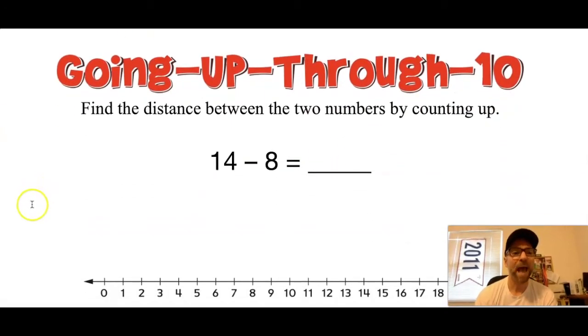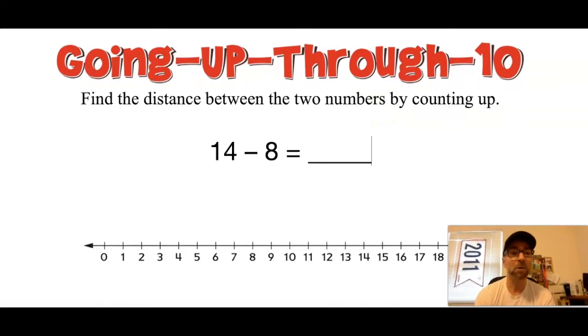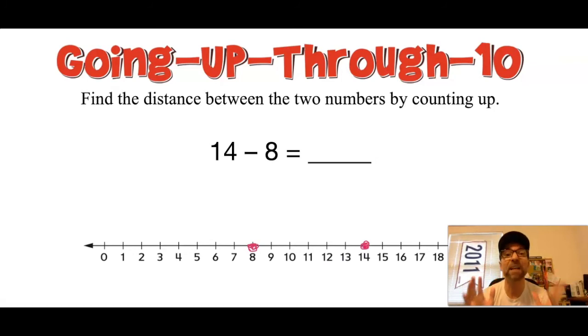This time, we have the problem 14 minus 8. Well, going up through 10 means we're going to find the distance between the two numbers by counting up. So I like to put my starting point and my ending point on my number line. I'm going to be starting at that 8, and I'm going to have to be remembering I'm going to stop at the 14. But I'm going to stop at a midway point on my friendly number 10. So if I'm at 8, how many more to make 10? 8 plus 2 more will give me 10. So far, I hopped 2.